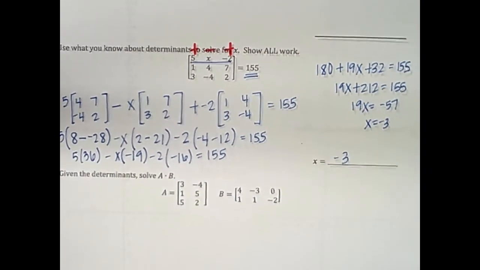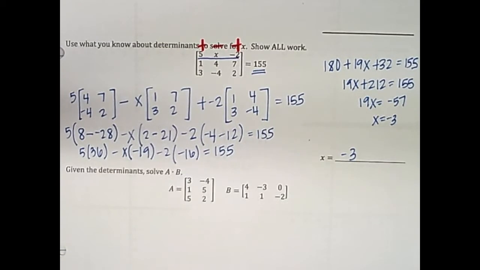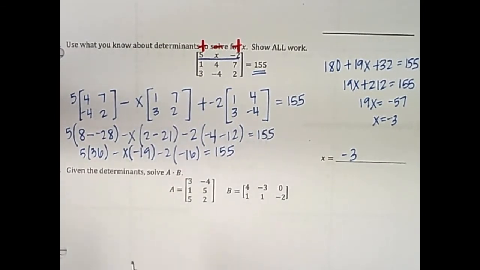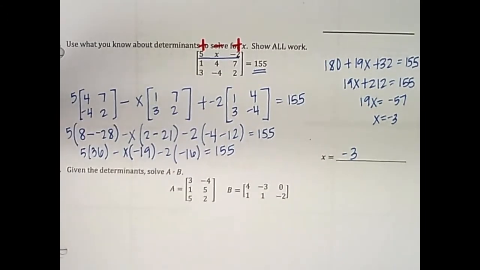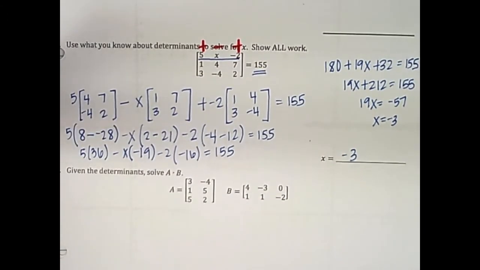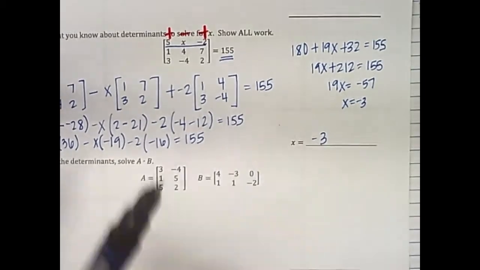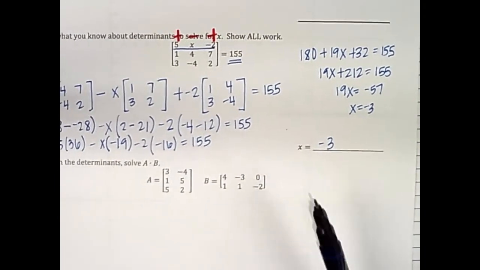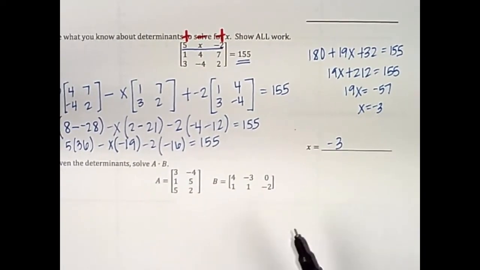If I wanted to check this, I could. All I would have to do to check it is just plug it in to my calculator, but instead of putting x there, I would put -3. And if I plugged that into my calculator and I got my determinant to be 155, then you know you did it right. So that's an easy way of checking.